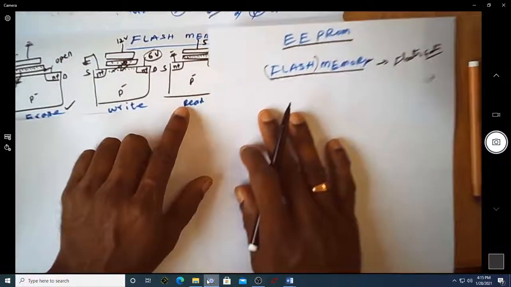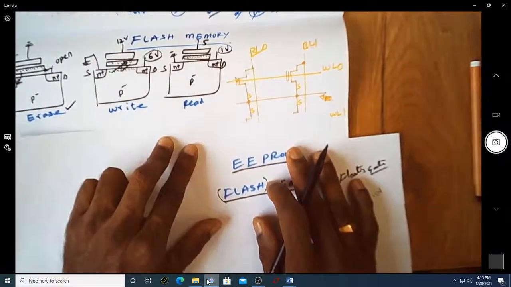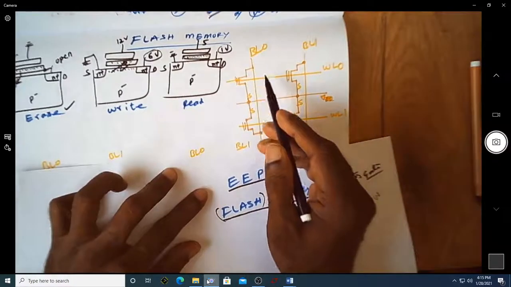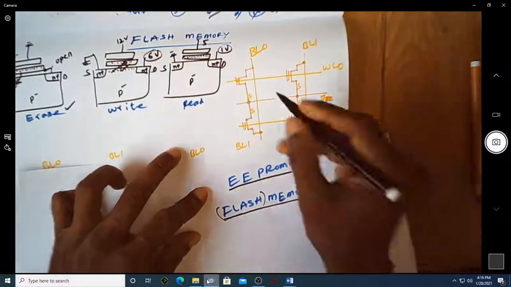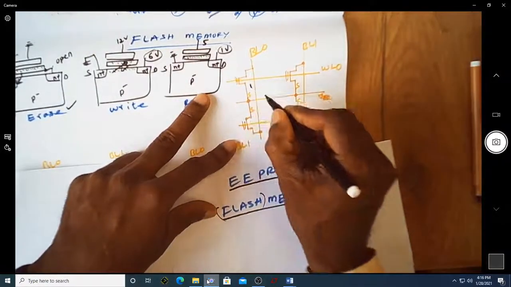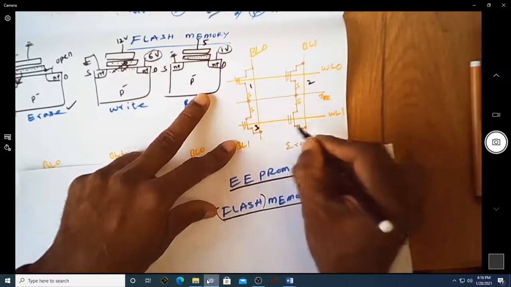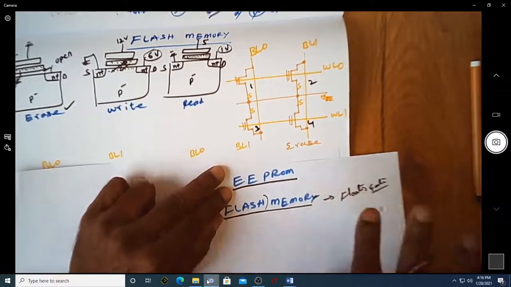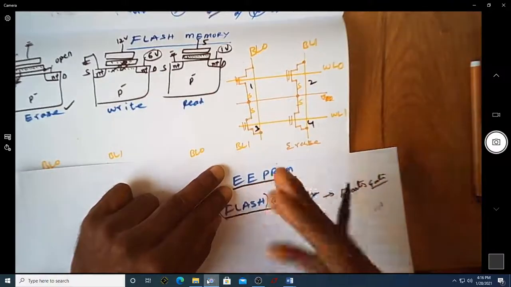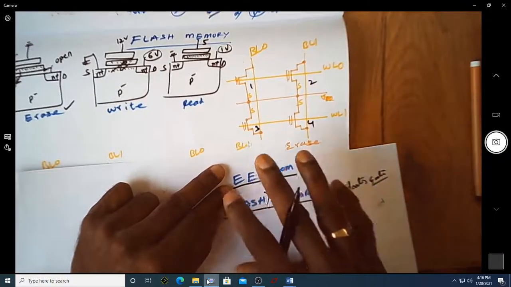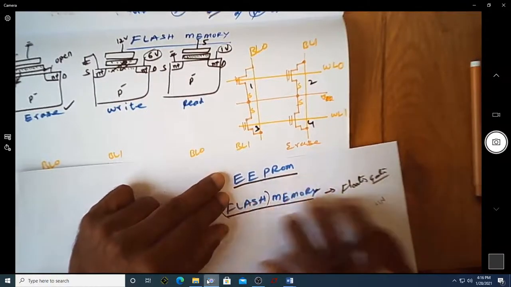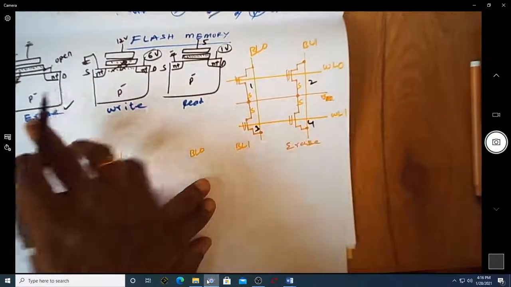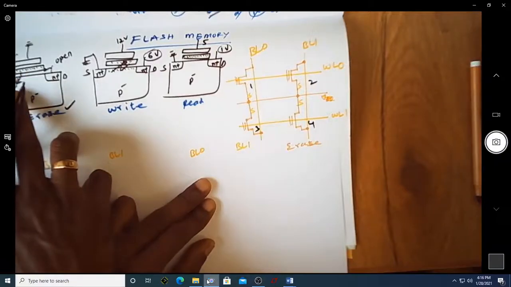Let us take up an example of 2 cross 2. This is the example we are considering. Here we have 4 transistors. Let me name it transistor number 1, this is 2, this is 3, this is 4. If you want to erase the content, irrespective of the previous value, if you want to make the threshold voltage of all these MOSFETs the default values, then we have to make the configuration accordingly.